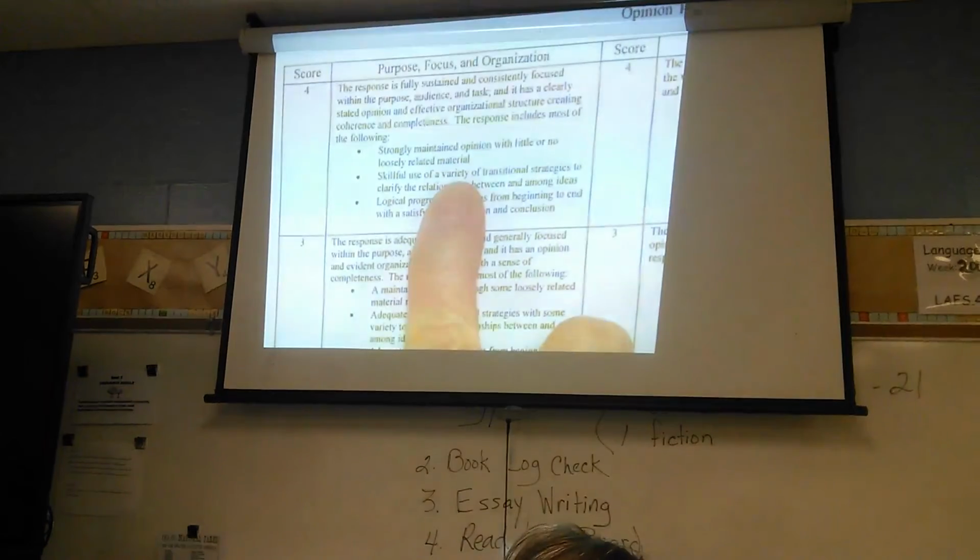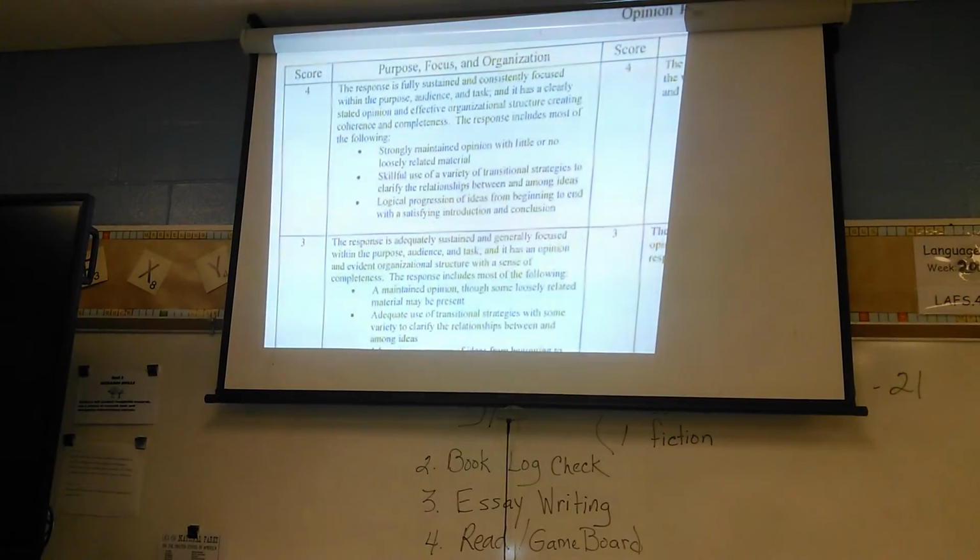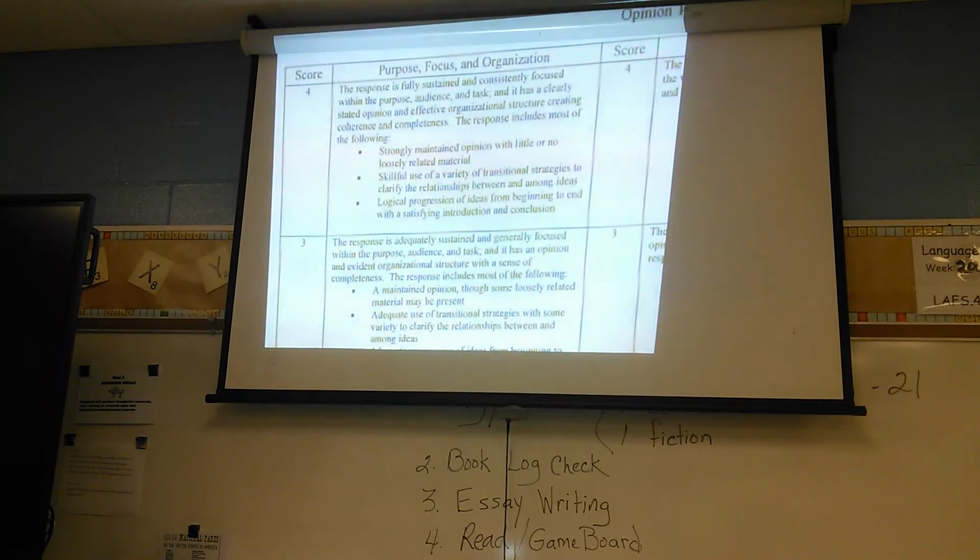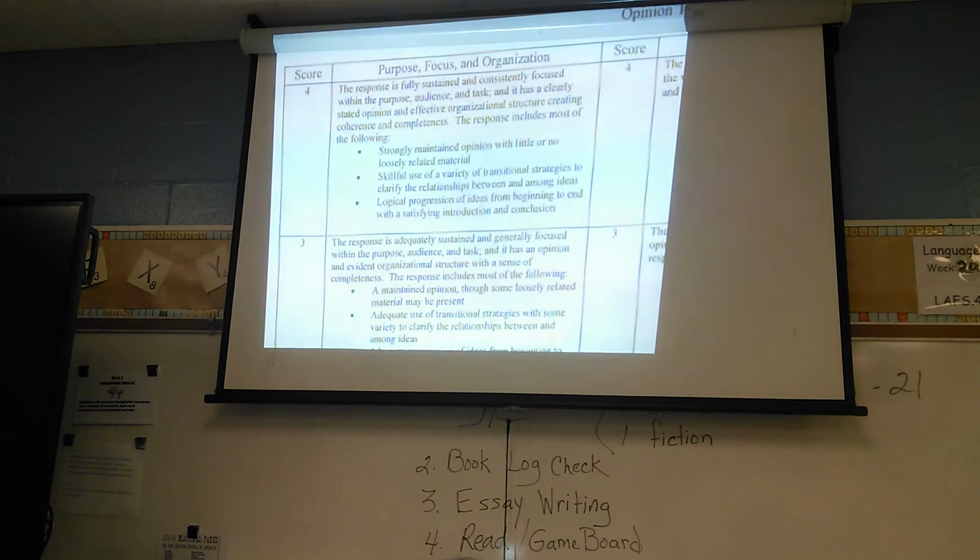All right, so let's look and see what it takes to get a 4. The response is fully sustained and consistently focused within the purpose, audience, and task. Okay, so your purpose and your focus, you know who your audience is, you know what your task is. And it has a clearly stated, and this is the opinion one, clearly stated thesis.